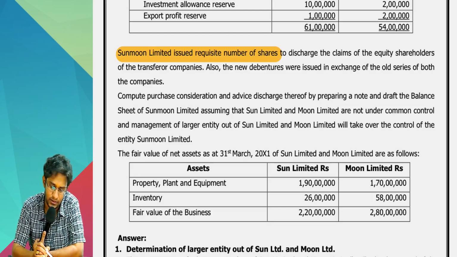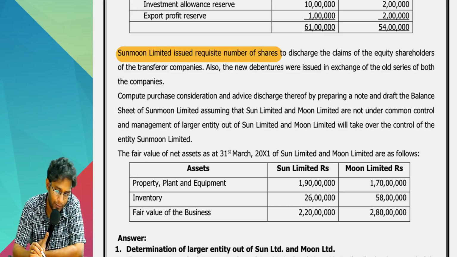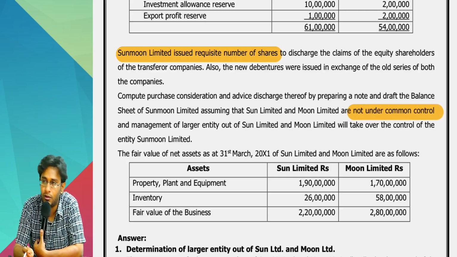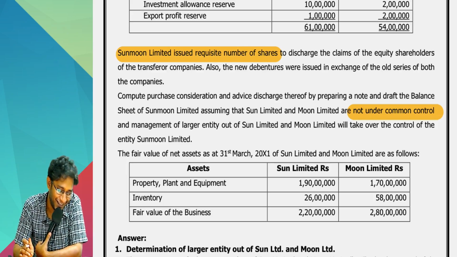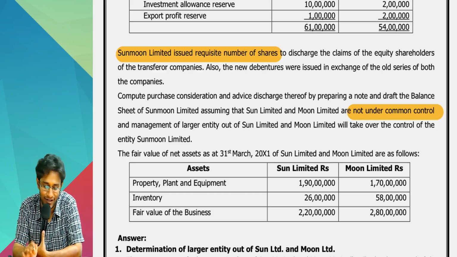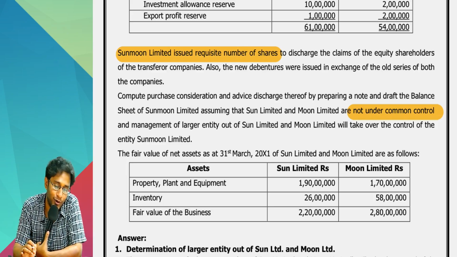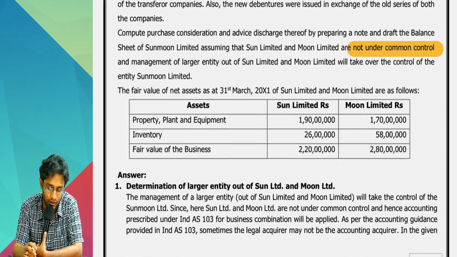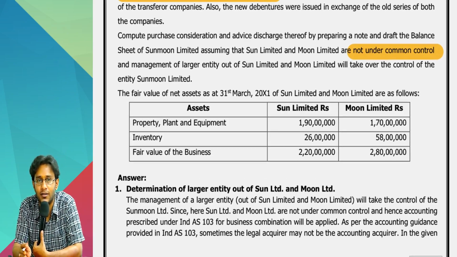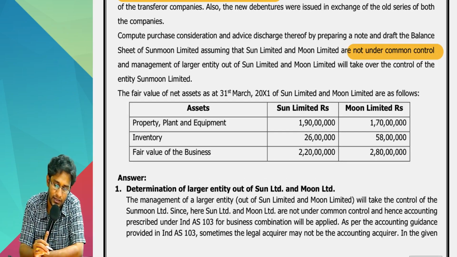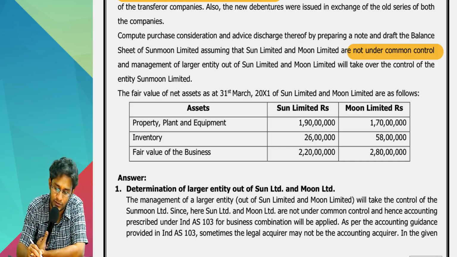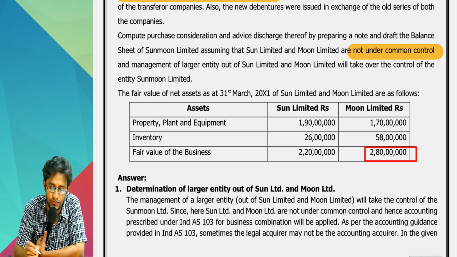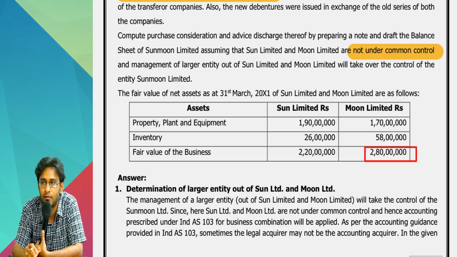Compute PC and advise discharge thereof by preparing a note, and draft the balance sheet of Sun Moon, assuming that Sun and Moon are not under common control. Common control is not there now, they are simply adding, I don't want that. And the management of larger entity out of Sun Limited and Moon Limited will take over the control of the new entity Sun Moon Limited. Earlier somewhere they clearly told that Cox is larger and Cox will control. This time he says between Sun and Moon whoever is larger will control. Look at the table below. Fair value of the business, Moon is larger. So Moon will control Sun.